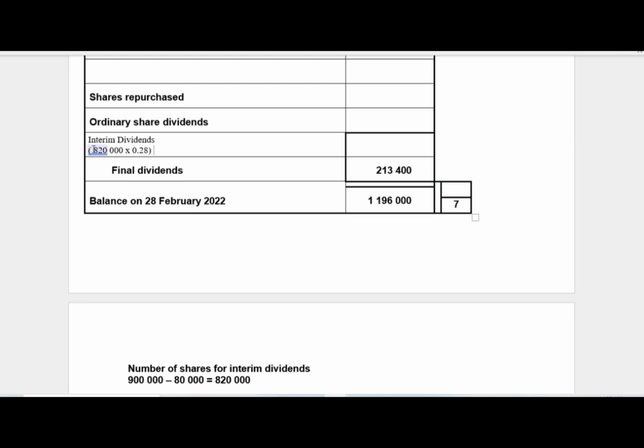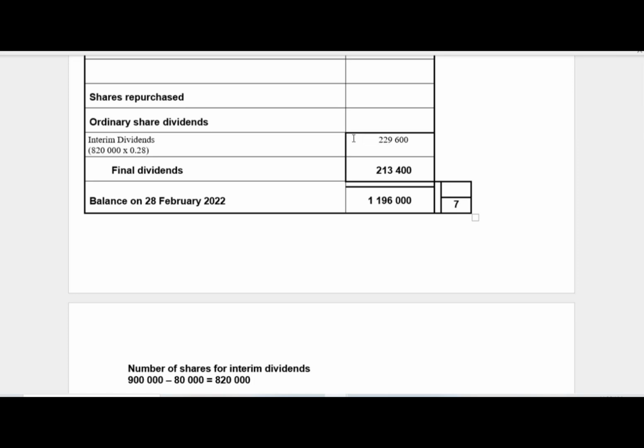And then how much is the dividends paid? I started with that one so that you understand this. So now let's see, it's going to be 820,000 multiplied by 28 cents. So I am getting an interim dividends of 229,600. Okay, that is your interim dividends.